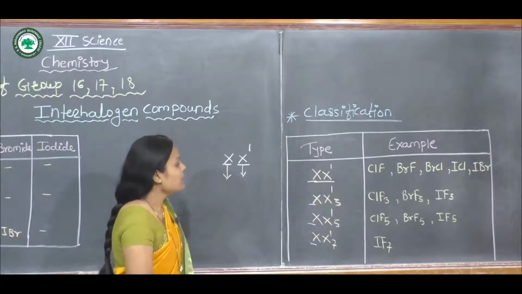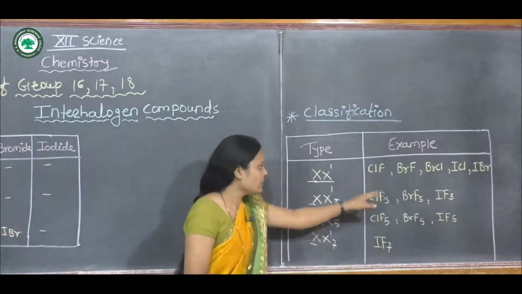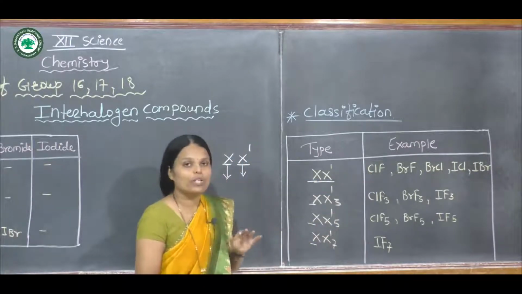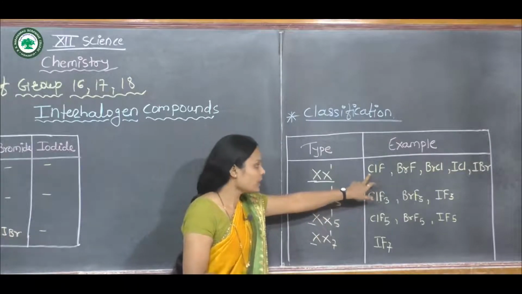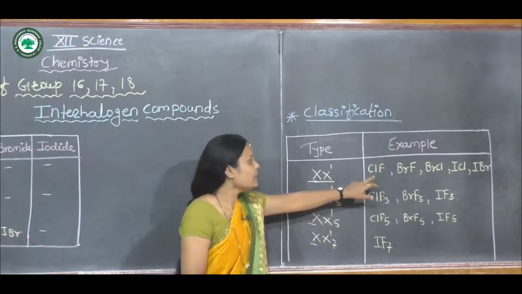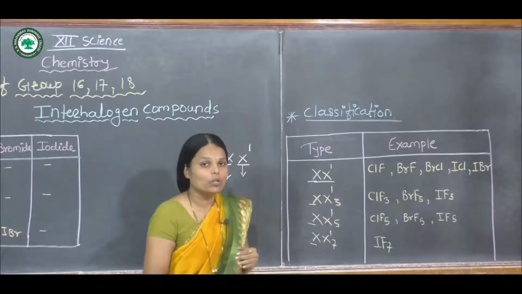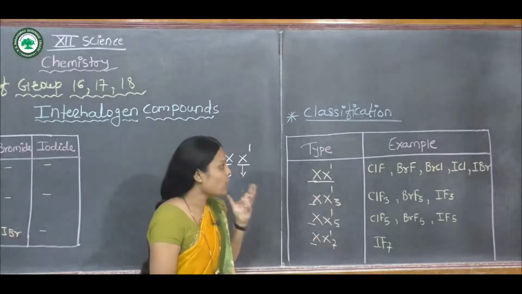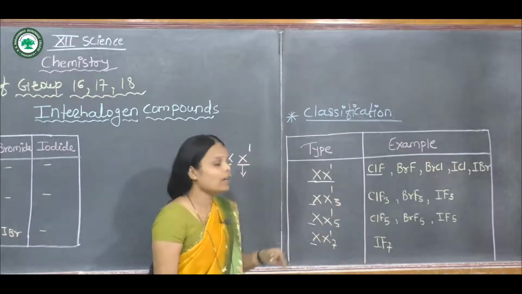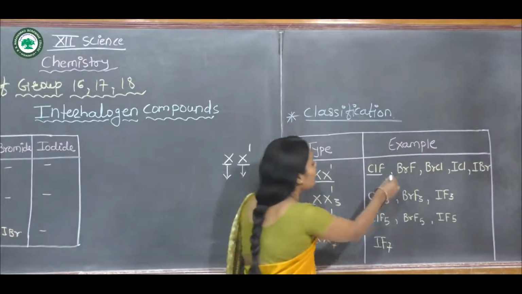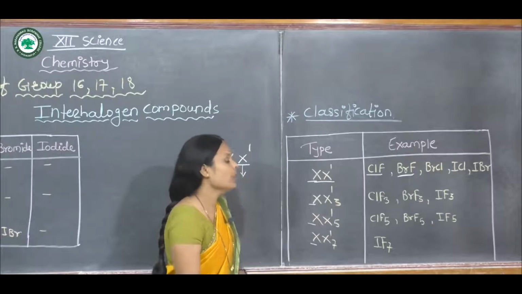The first type of classification, its example is chlorine fluoride, ClF. Here Cl is larger in size and the more electropositive atom, and it combines with a fluorine atom, and fluorine is a more electronegative atom and smaller in size. Here an example is ClF. Then another example is bromine fluoride, BrF.